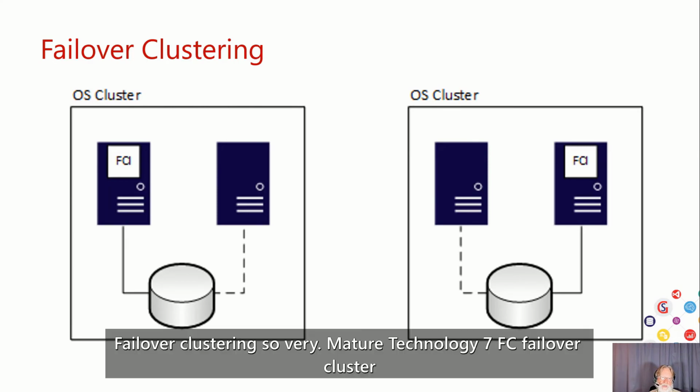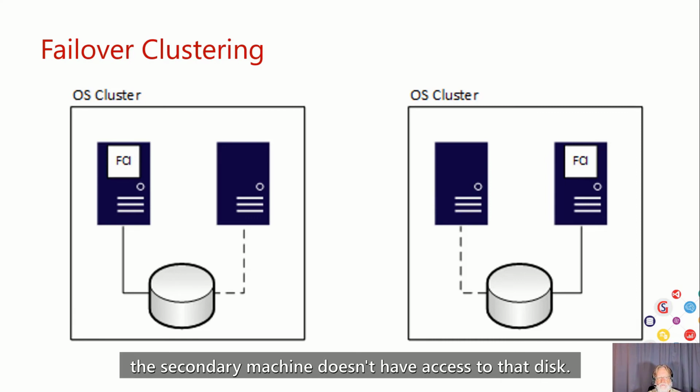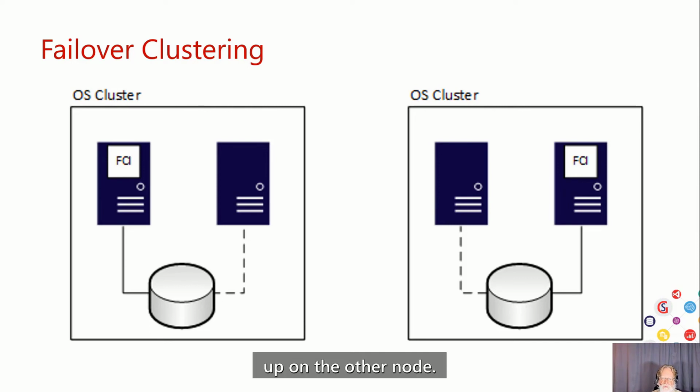Failover clustering, it's a very mature technology. So you have an FCI, a failover cluster instance, which is mounted to your storage. You see the dotted line on the other side, so the secondary machine doesn't have access to that disk. After you fail over, the connection to the disk shifts to the other node, and the failover cluster instance comes up on the other node.